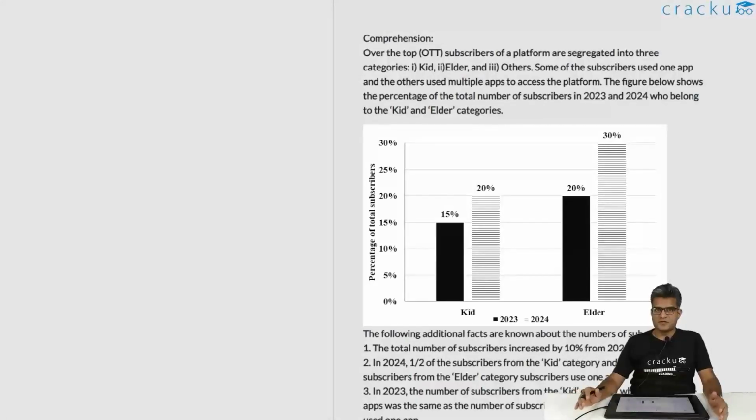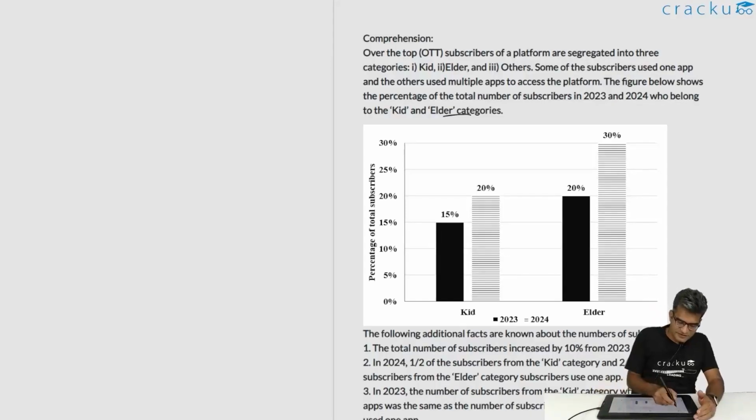In this question, we are told that over the top subscribers of a platform come in 3 different categories. They are either kids or elders or others. Similarly, every person can be subscribed to either one platform or multiple platforms. And we are given information about 2 years, 2023 and 2024. So the first thing we'll do is we'll draw a table. It will look something like this. This is 2023 number and this is 2024.